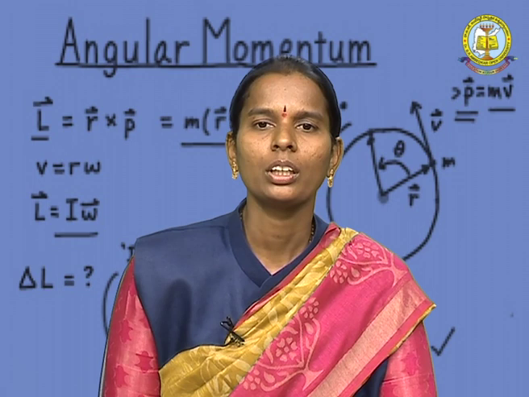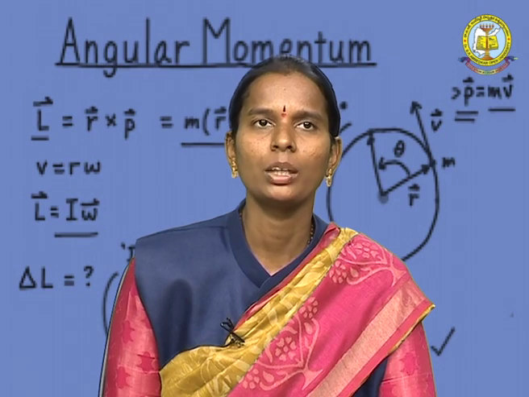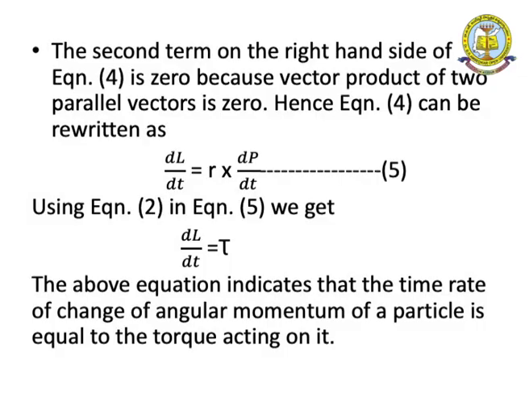Substituting this value in equation 2, what is the second equation? Torque is equal to r cross dp by dt. Writing this in equation 5, dL by dt is equal to r cross dp by dt, which is the torque. So the relation between angular momentum and torque is torque is equal to dL by dt. The rate of change of the angular momentum of a particle is equal to the torque acting on it. This is the proof of the relation between torque and L.